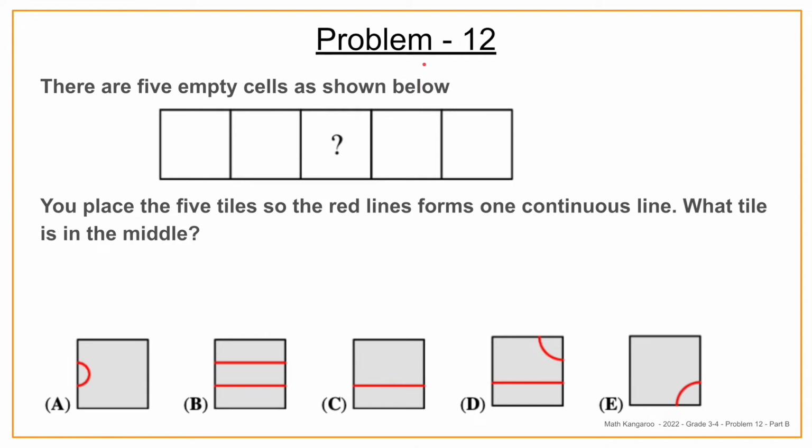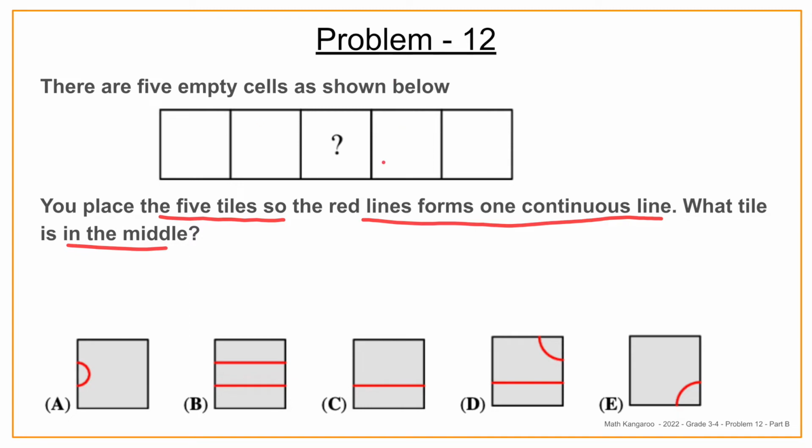Problem 12. There are 5 empty cells as shown below. You place the 5 tiles so the red lines form one continuous line. What tile is in the middle? These are our options as tiles. Looking at the puzzle, we see 5 empty cells and each tile has a part of a red line. We need to place them in a way that the red lines connect smoothly from one end to the other.